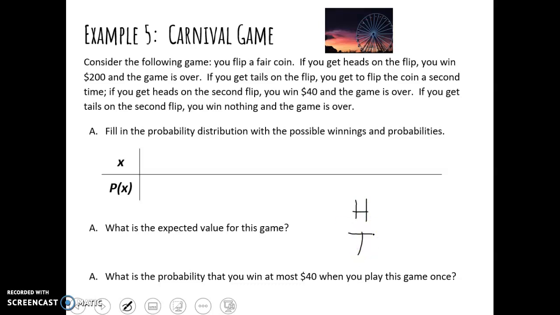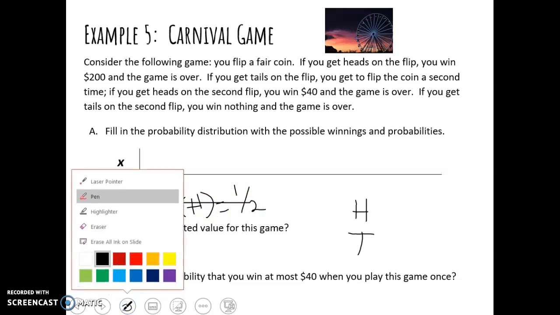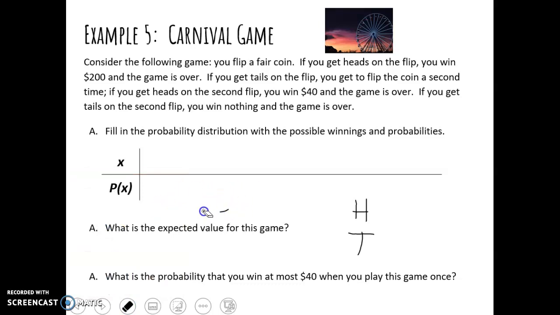Okay, so think about this. What's the probability of flipping heads? That would be 1 out of 2, right? So let's remember that the probability of heads is 1/2. The probability of a tails is also 1/2. However, if you flip tails, you get to go again. So if you flip tails, you could flip heads and win $40, or flip tails and lose your money.